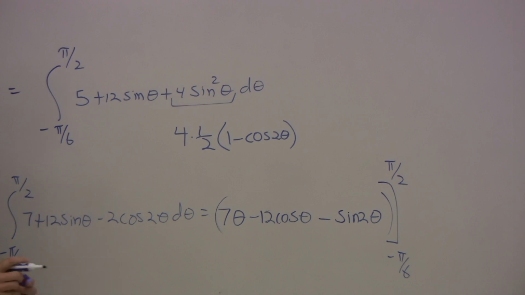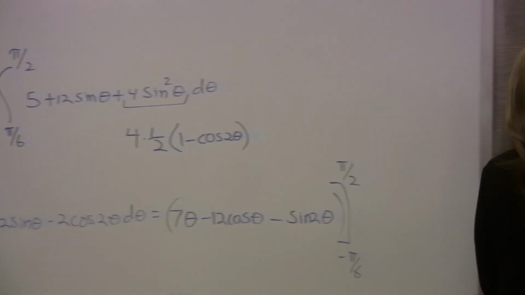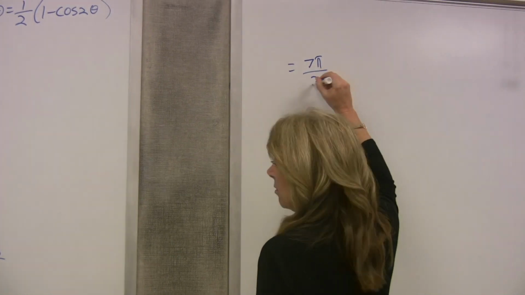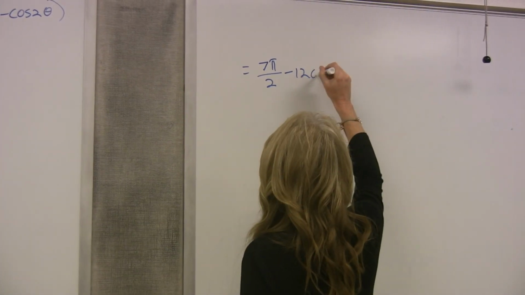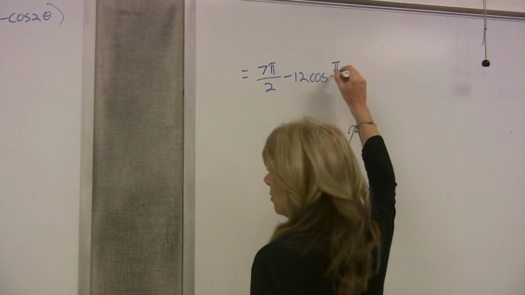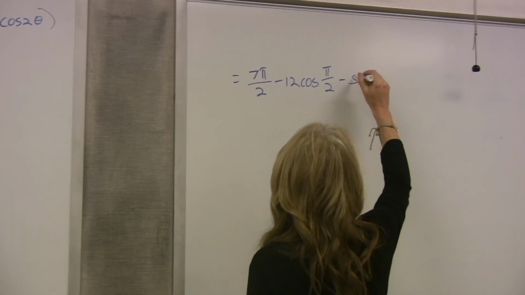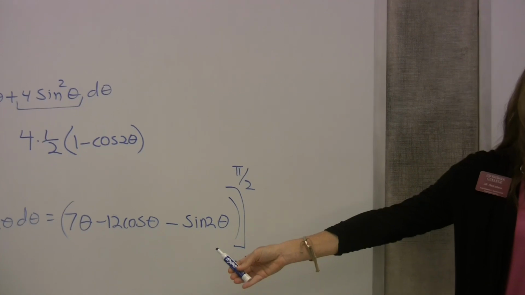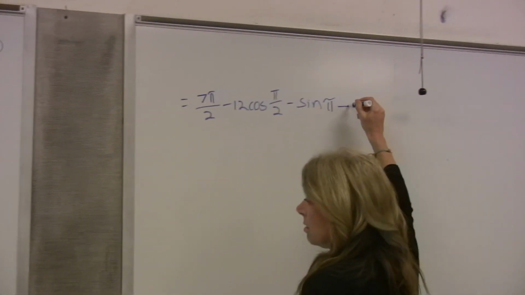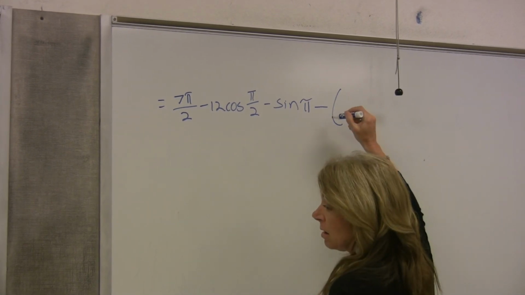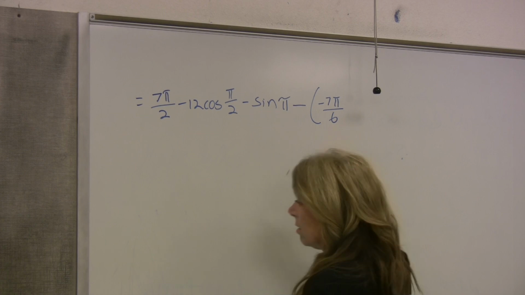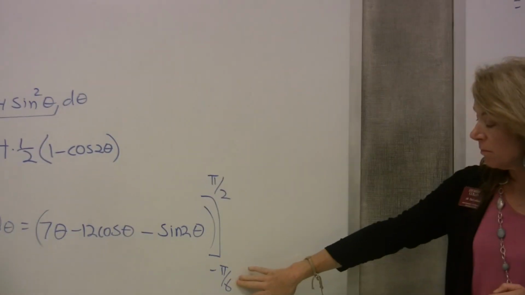We can handle that. So that will equal 7 pi over 2 minus 12 cosine of pi over 2 minus sine of 2 times pi over 2, which is pi, minus negative 7 pi over 6. Plug this in there.